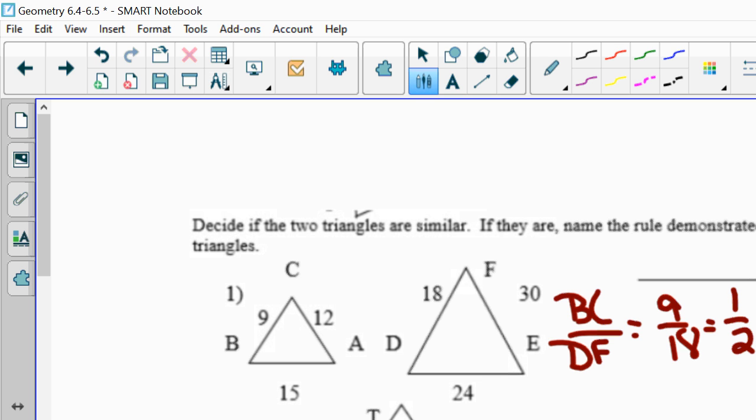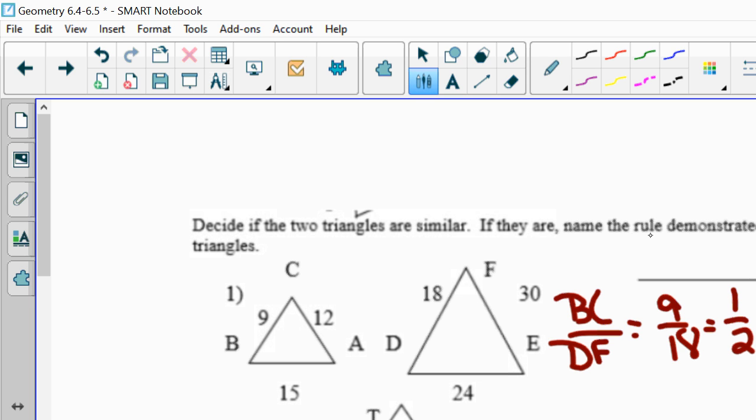So I'm going to check BA over DE. It's 15 over 24. Biggest thing that 15 and 24 have in common is 3, which is not going to give that to me. So let's check a different BA. So let's check BA with FE, right? Because we don't know the orientation, right? So 15 over 30. That reduces down to 1/2.